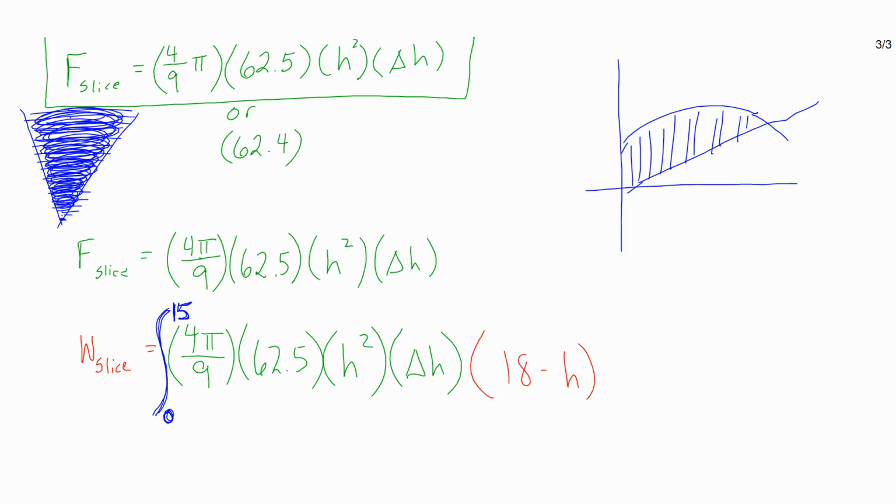We're not going to worry about that frog rear end, okay? That 18 minus h, that's part of the formula for the W slice. 18 minus h. This right here is how far the slice has to go.